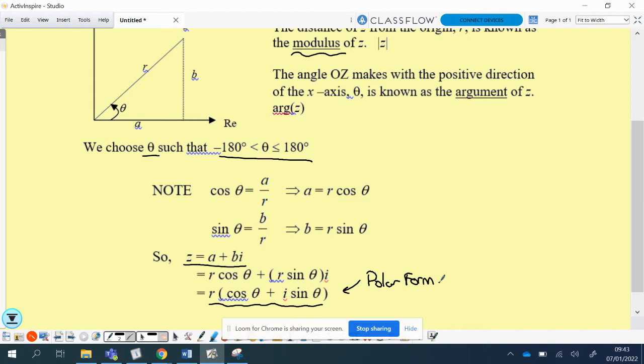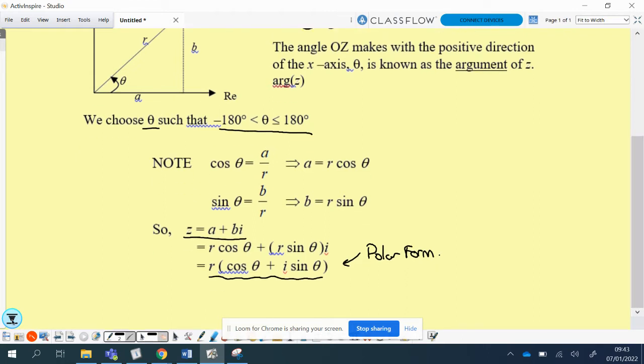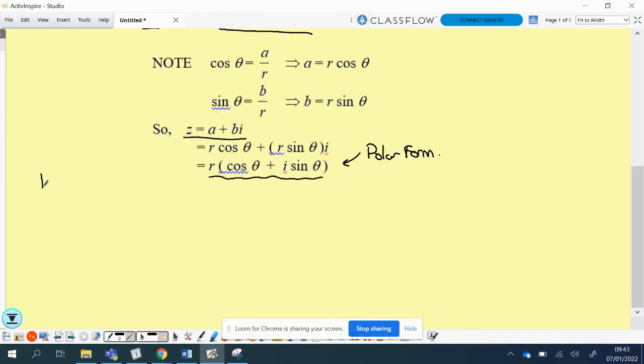And that has many advantages, which you'll see in a future video, about how we can multiply and divide complex numbers with it rather than using a plus bi, which gets a bit more complicated. Also, we can find roots this way as well, and it has a nice pattern to it. So we're going to look at a couple of examples in this video to show us how we can go about it. So example one.